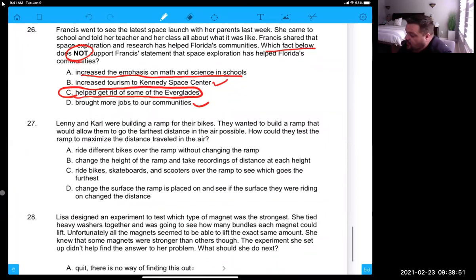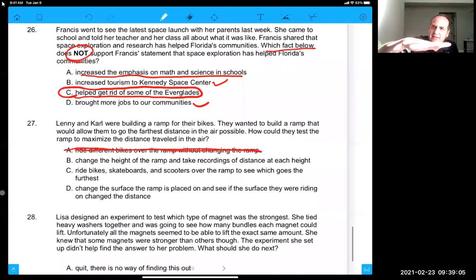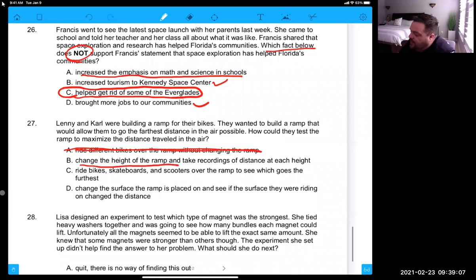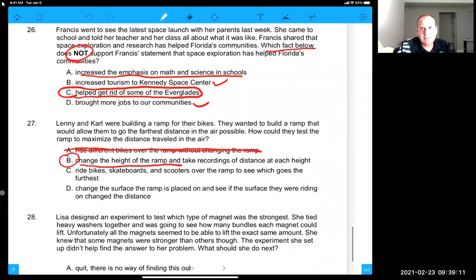Ride different bikes over the ramp without change. If they never change the ramp, their distance is never really going to change. Some of you will get tricked and you'll think, "Oh, we'll try different bikes," but that's not really going to change things drastically, right? You got to change the height. It's B. Changing the height of the ramp is what's going to give you the most. Yeah, that makes sense.